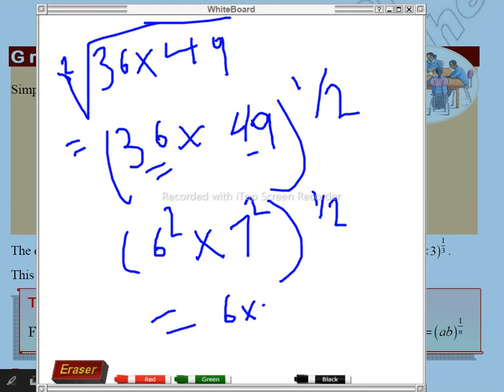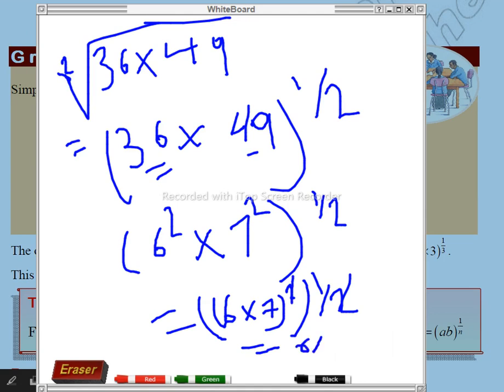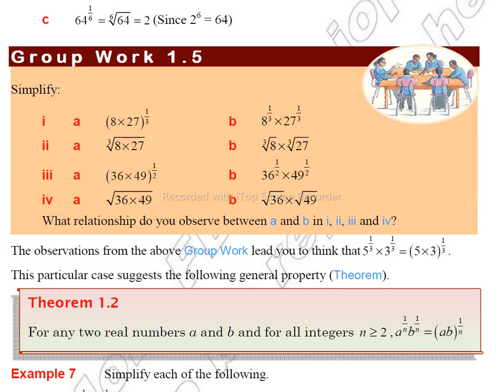We take the power 2 for both. Then we can also take a look at 1 over 2. Then we have 2 is cancelled by 2. We get 6 times 7 is equal to 42. So the answer is 42 for this question.